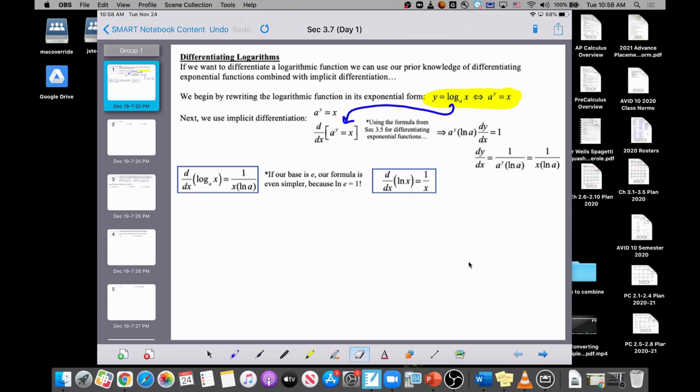So this leads us to our two important differentiation equations that we're going to be using in this section. The derivative of some log base a function, so not a natural log, some other log, base 10, base 2, whatever, is 1 over x times natural log of the base. And then if we do have natural log of x, we know that the derivative of that is just 1 over x because the natural log of e is 1, right? So that makes the ln of the base part in the denominator just equal to 1 because natural log of e is 1.